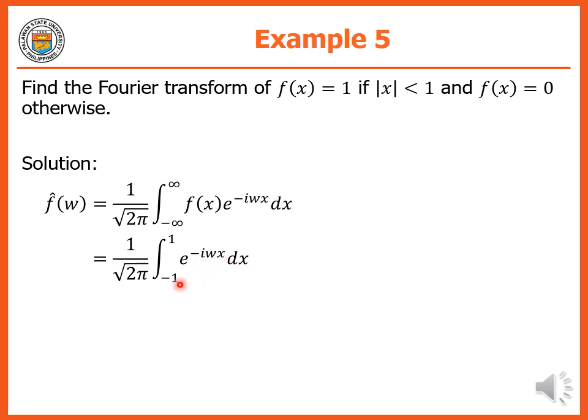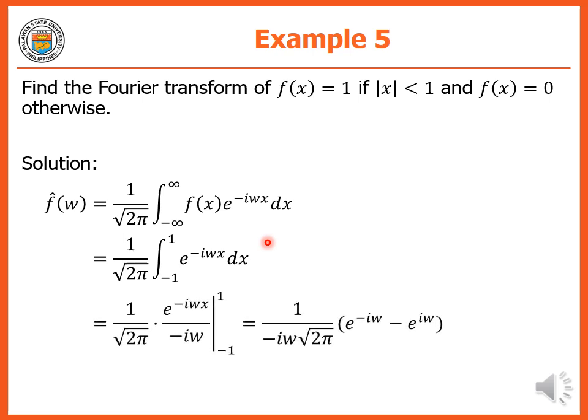And then with limits from negative 1 to 1. Since the absolute value of x is less than 1, we have negative 1 to 1. And then f of x is 0 otherwise, so outside of that interval we have 0. So this becomes 1 over square root of 2 pi times the integral of this. We now have e raised to negative i w x over negative i w, with limits from negative 1 to 1.